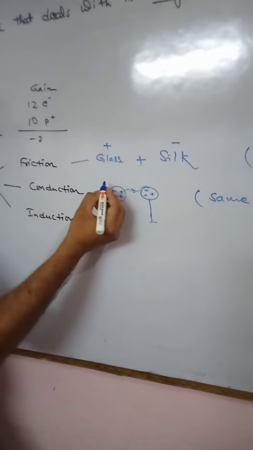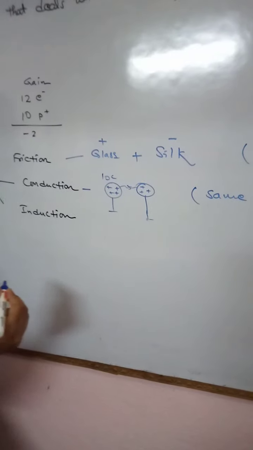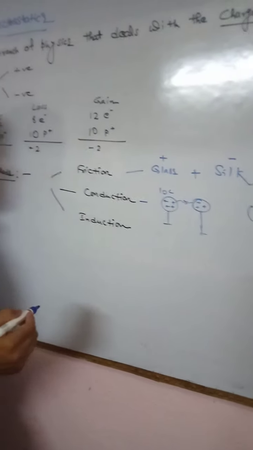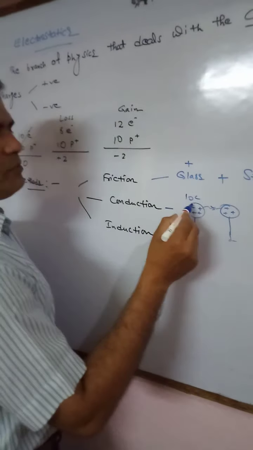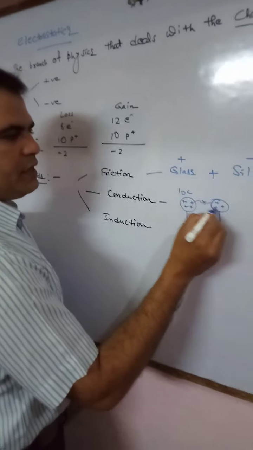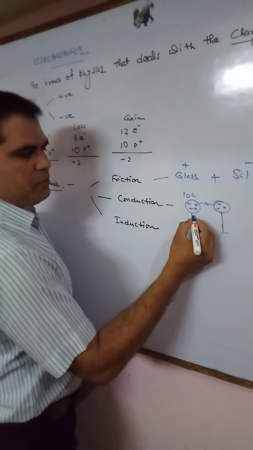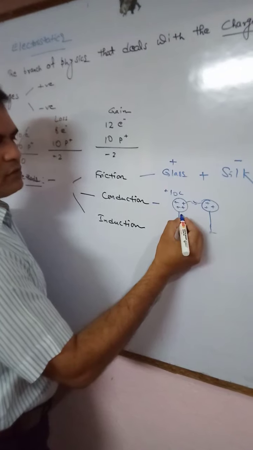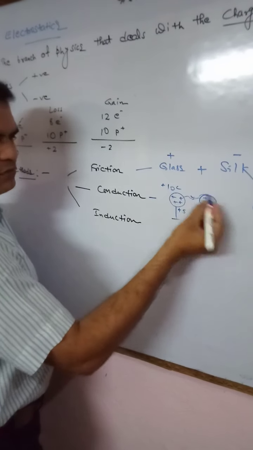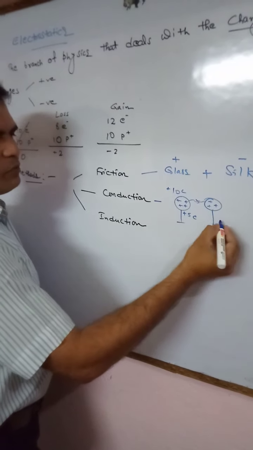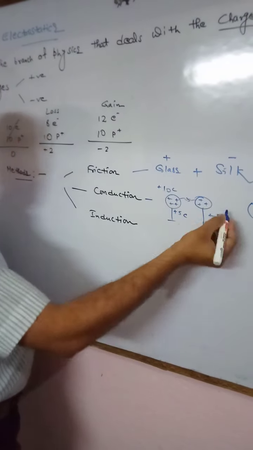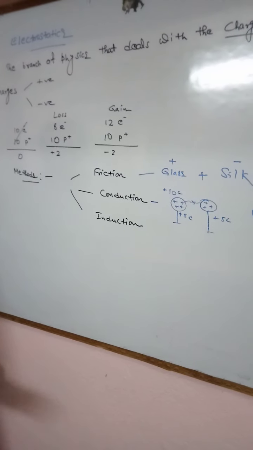But it's a sharing. Suppose there are 10 coulomb charges. Coulomb is the SI unit of charge. So 10 coulomb charge is there. Now suppose an identical ball is taken. It may be, suppose, positive 10. So after some time, while transferring, it may be 5 coulomb here and 5 coulomb here. It may be shared from one to another.